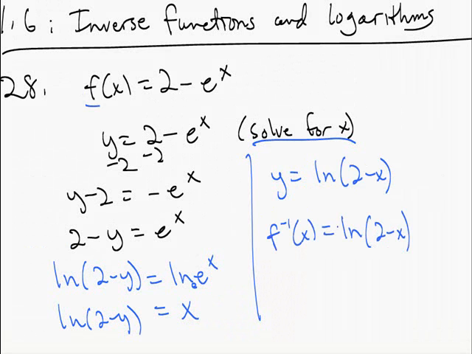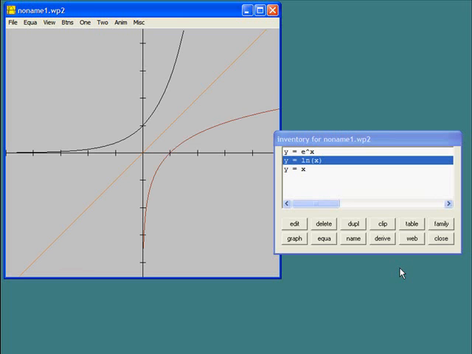Let's go ahead and plot these two functions to verify that they are inverses graphically. Remember that functions are inverses graphically if they are reflected over that line y equals x. Well, you can see here, here's e to the x and natural log of x, by the way. You can see they are inverses graphically.